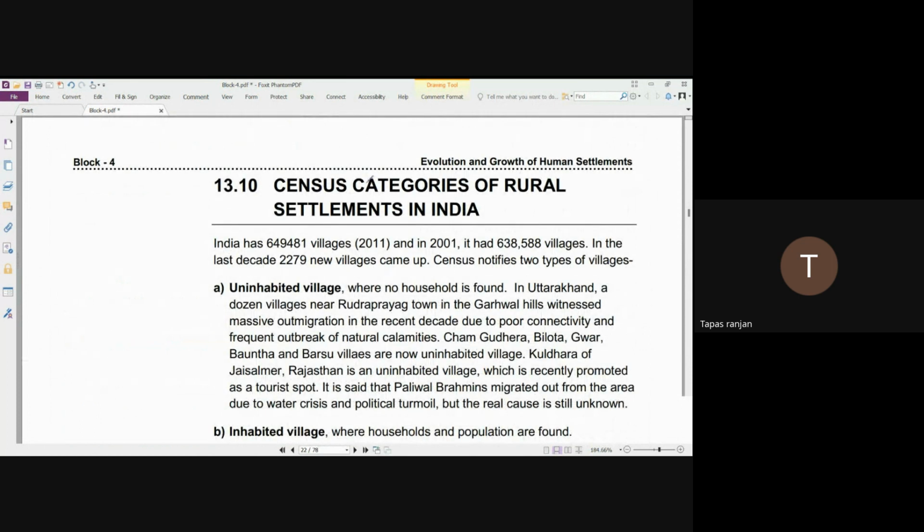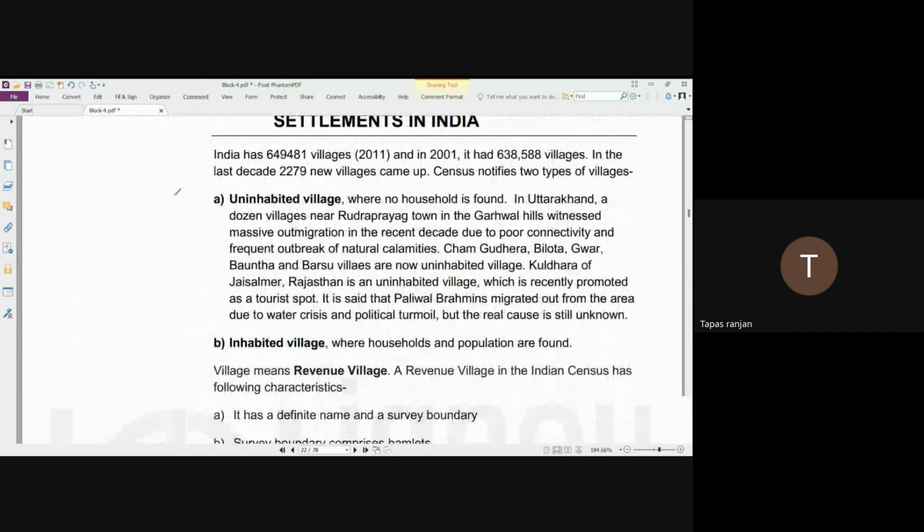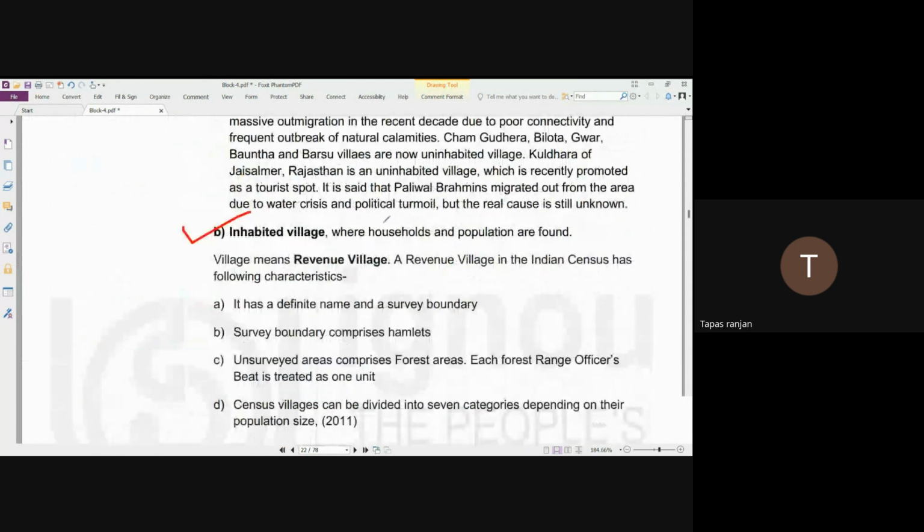And these are the census categories of rural settlements in India. Uninhabited villages, then you have inhabited villages. So basically, inhabited villages are the revenue villages that we basically discussed as mozas, and it has a definite name. So a village will be having a name, and it will be having a survey boundary. So that will be comprising of different hamlets or different parts. Okay.